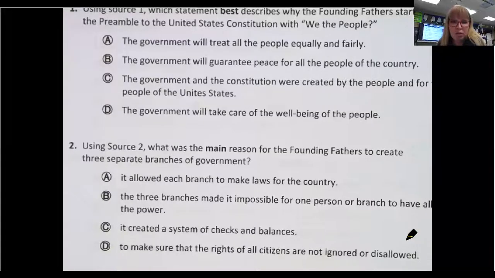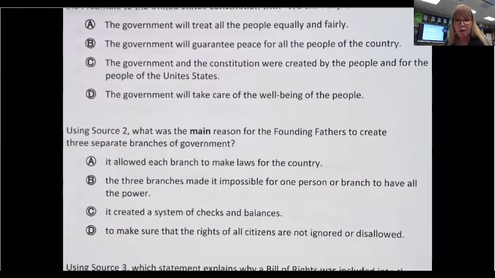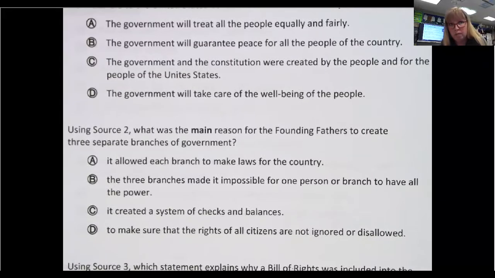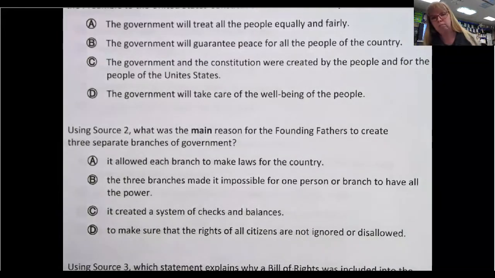Main reason for founding fathers to create three separate branches of government. It is B. The three branches made it impossible for one person or branch to have all the power. Remember, when the founding fathers created the Constitution, they were coming away from the time of King George and the tyranny that he had over our country. So they didn't want that. So they made three branches so that one person, one branch could not have all the power. It is B.